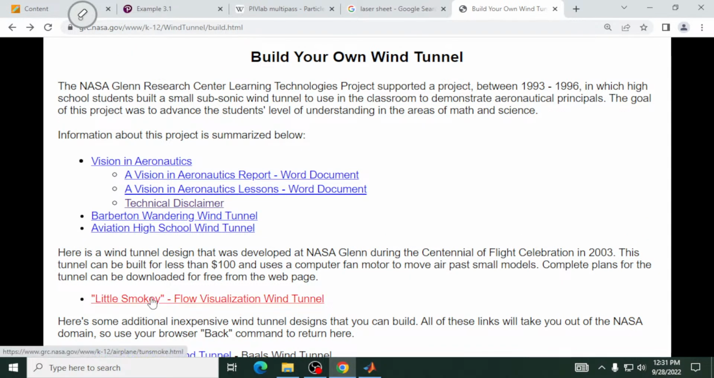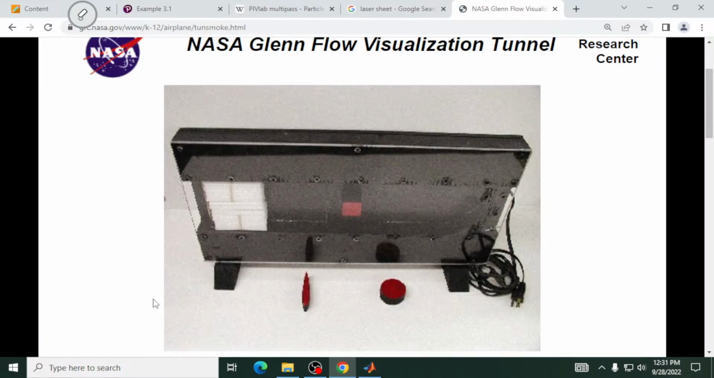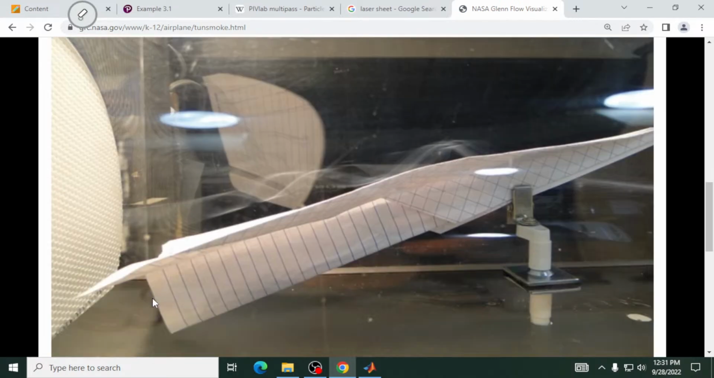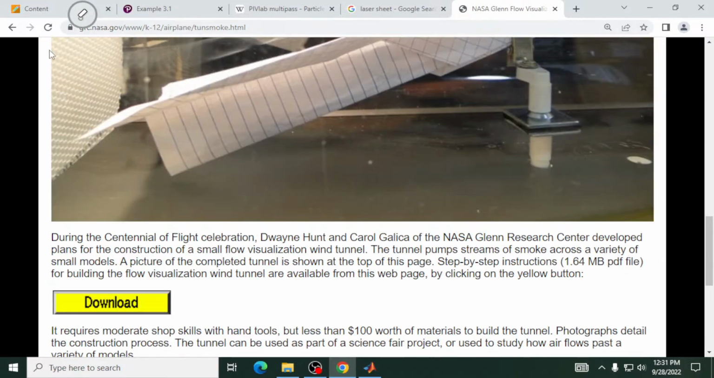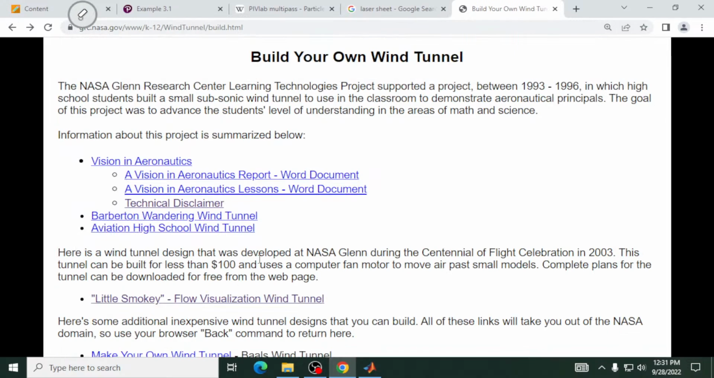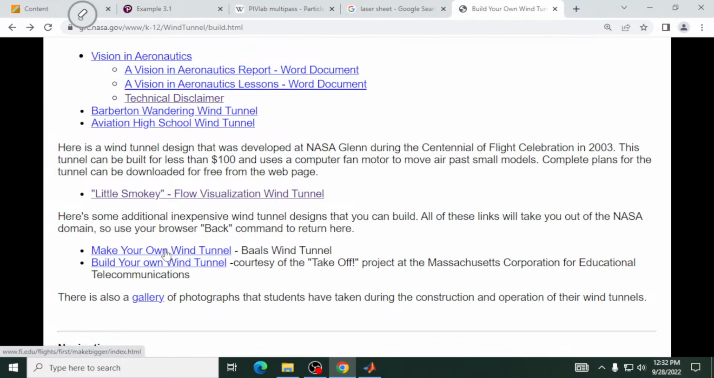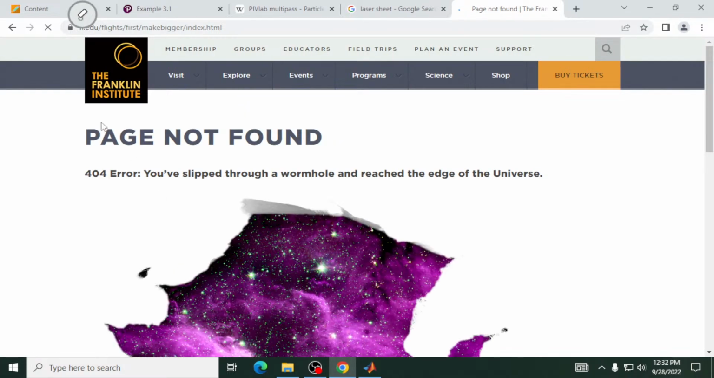So, Little Smoky. Somebody built a Little Smoky. Oh, okay. Check it out. It looks like a paper airplane, and you can see the vortex rolling off of it. That's kind of cool. So somebody built Little Smoky. Make your own bales? Let's see. Page not found.